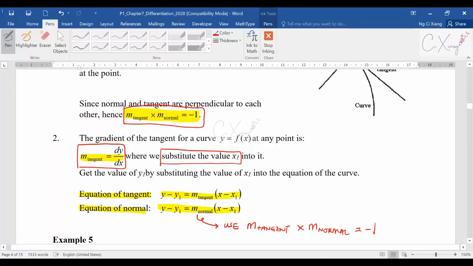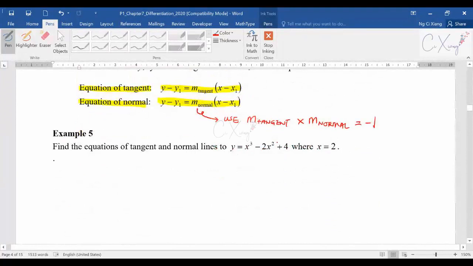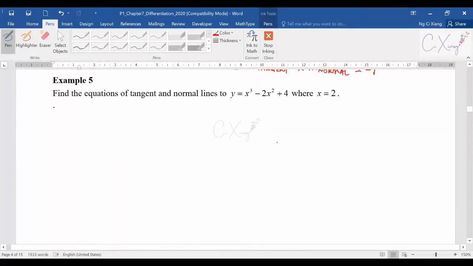Maybe you can have a look at the example and see how they usually ask us this application question. Example 5 is a basic one.